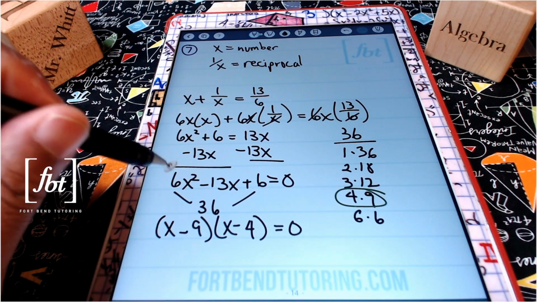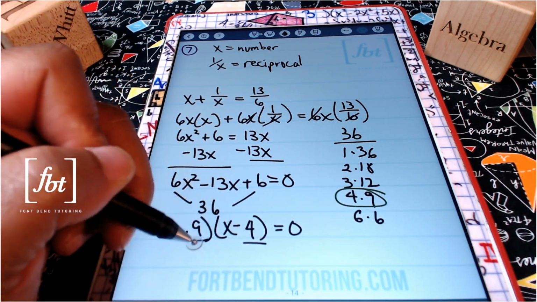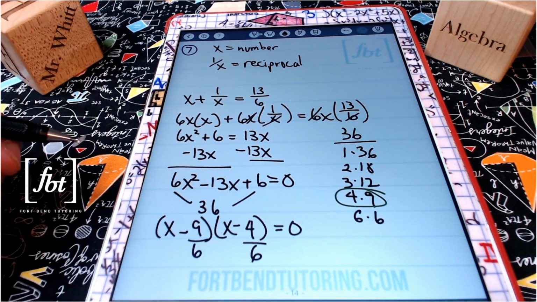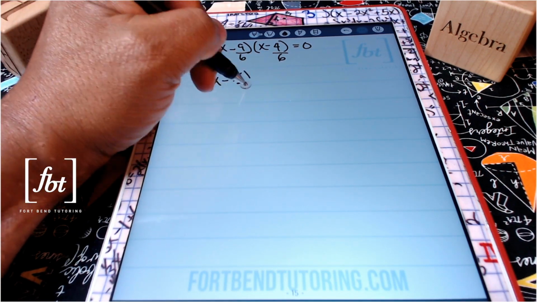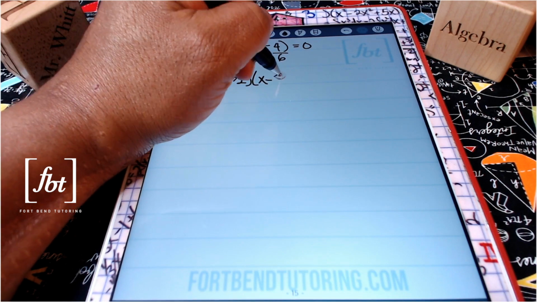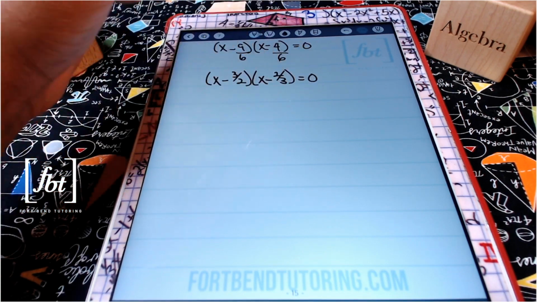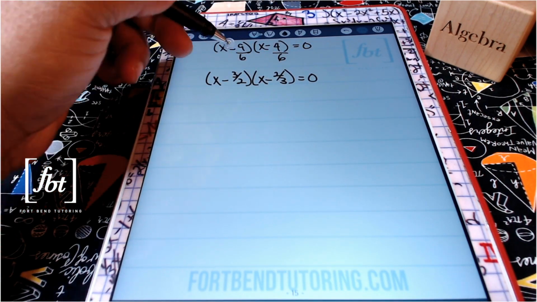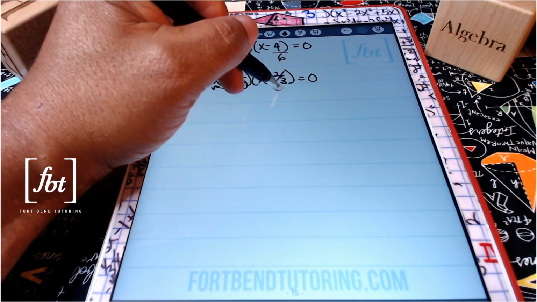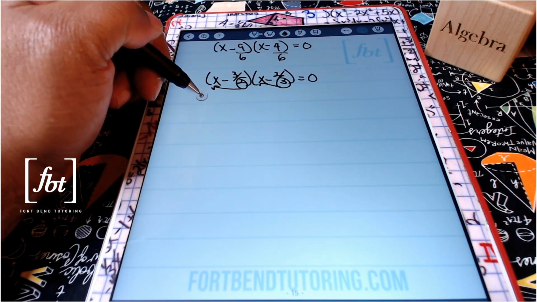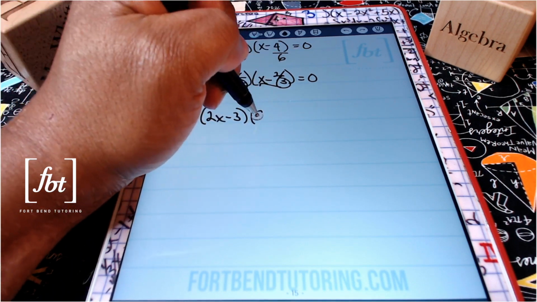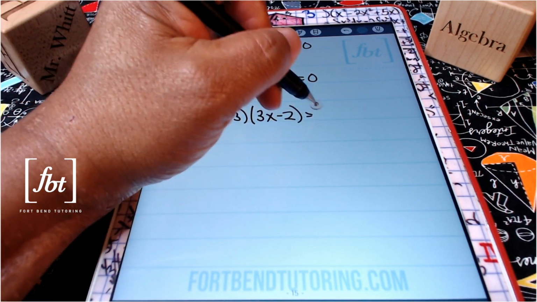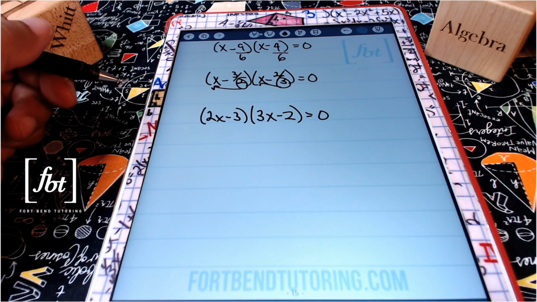Because I have a leading coefficient of 6, I'll be dividing both factors by 6 and simplifying. Simplifying, we have x minus 3/2 times x minus 2/3 equals 0. Any remaining denominators will go in front of the variable. So we'll be writing our completed factor form as 2x minus 3 times 3x minus 2 equals 0. And now we'll be setting each factor separately equal to 0 and solving for x.